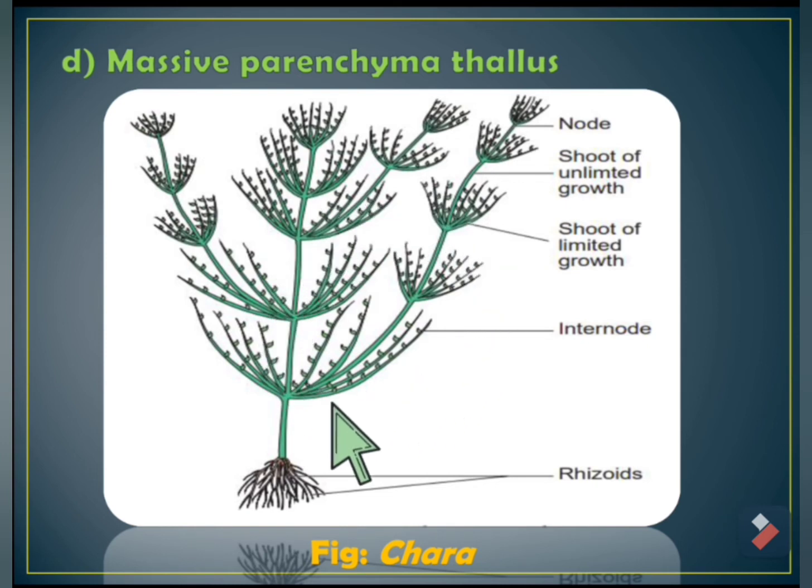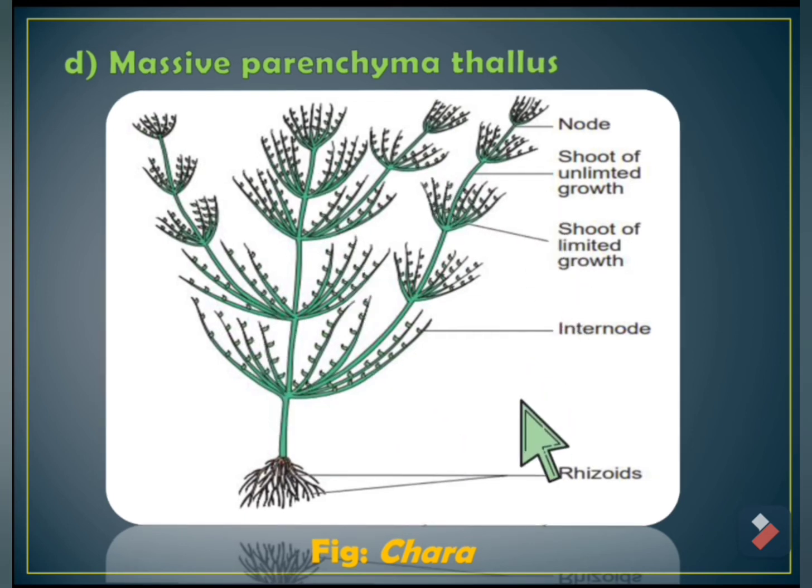You can see 2 to 3 layers of cells or more layers of cells, which become foliose, just like a leaf shaped and also flat. So the best example of this type of vegetative structure is Chara.